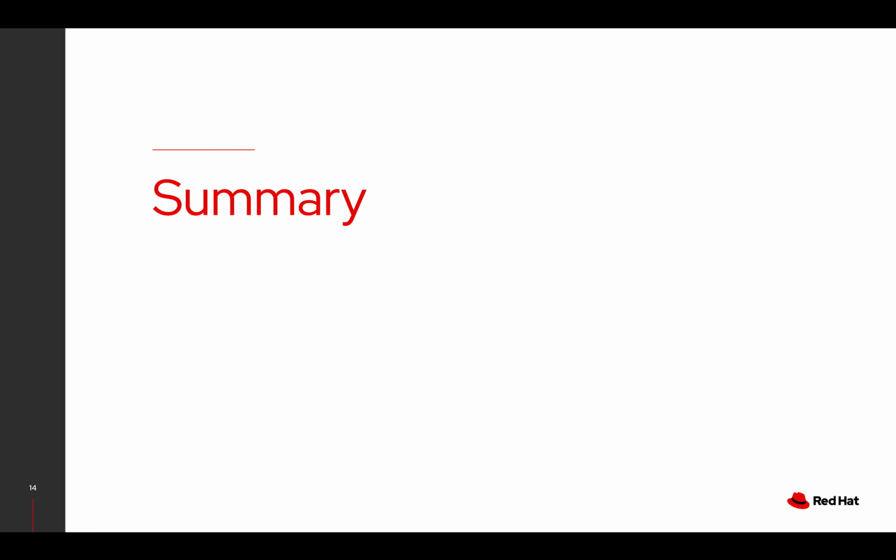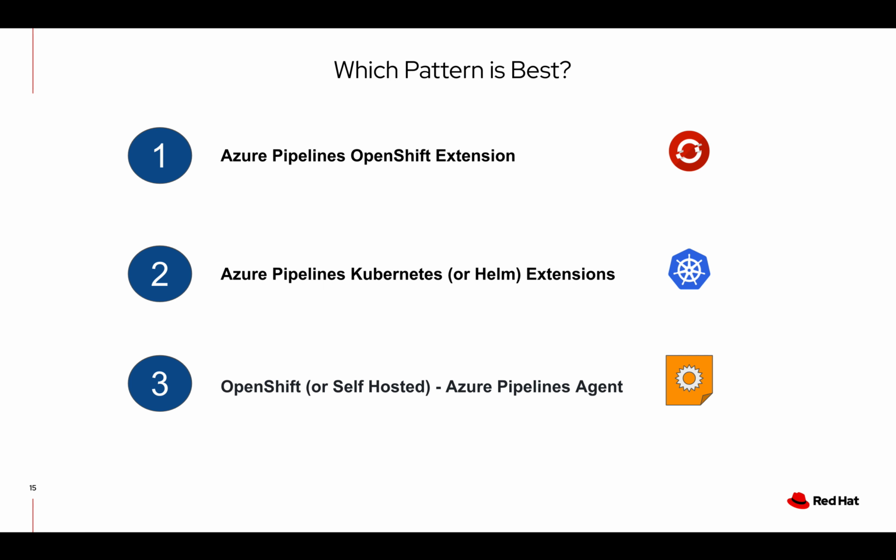So let's look at the summary, the three patterns. We've got the Azure Pipelines OpenShift Extension, we've got the Azure Pipelines Kubernetes extension, where I'm including Helm within pattern 2, and we've also got the self-hosted agent.